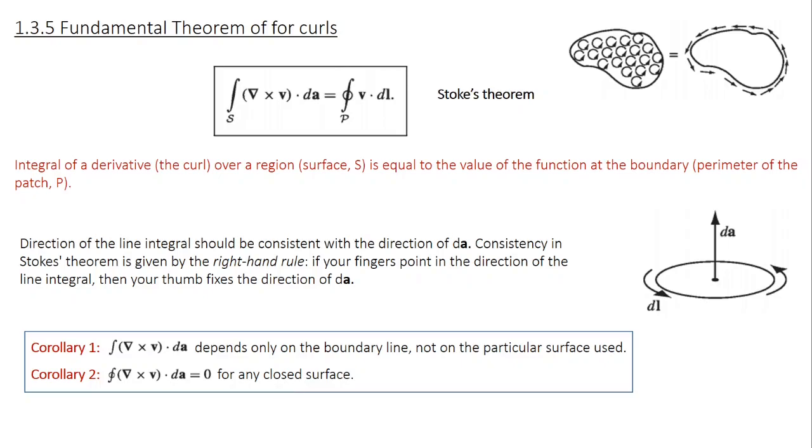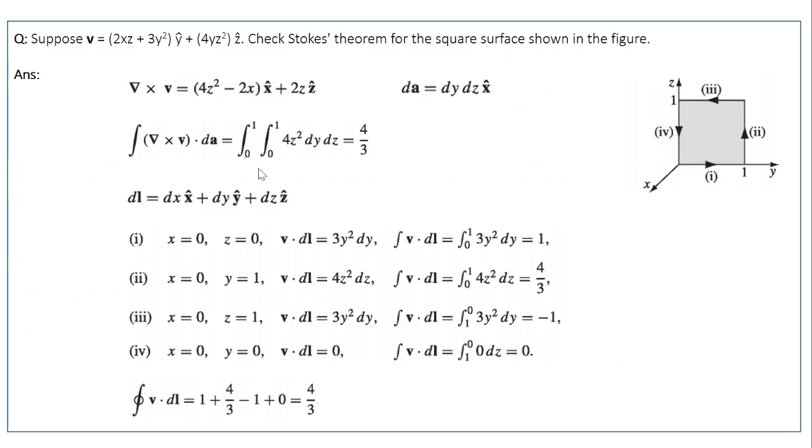Let's do a quick problem to verify the fundamental theorem for curls. Take a vector function v equal to 2xz plus 3y square y cap plus 4yz square z cap. So you need to check whether Stokes theorem is true for a square surface shown in this figure. So basically we need to show that the integral of curl of v dot dA equals the closed integral of v dot dl.